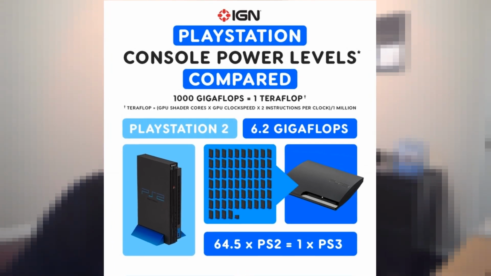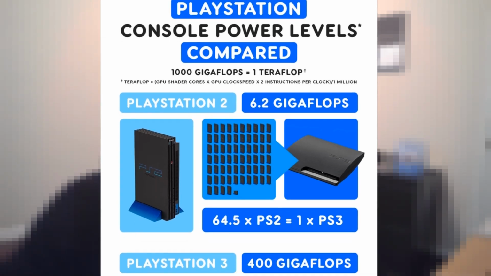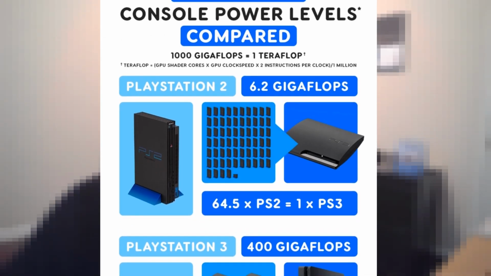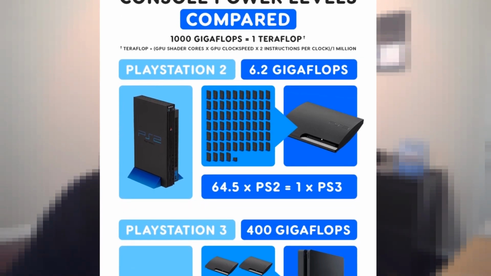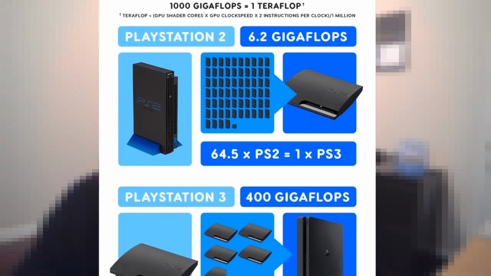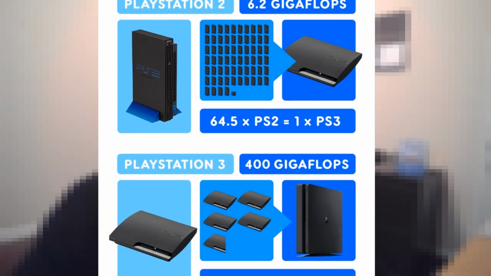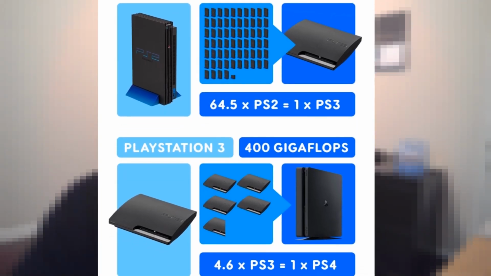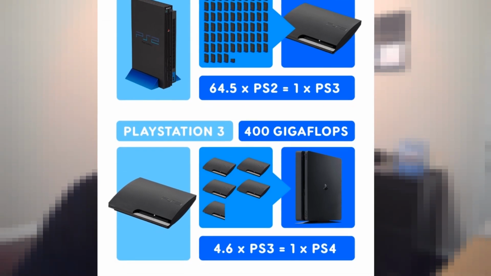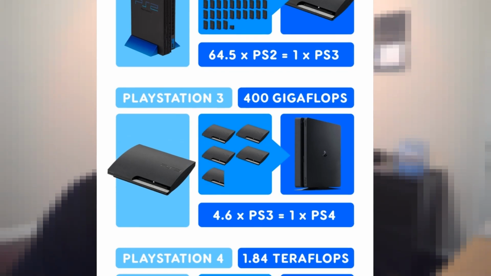So if you look back, and they only go back to the PlayStation 2 and then the original Xbox in the early 2000s, the PlayStation 2 was 6.2 gigaflops, right? And the PlayStation 3, as you see, was 400 gigaflops. So that's a difference of almost 65x. In other words, the PlayStation 3 was 65 times more powerful, theoretically, in terms of its graphics processing power than the PlayStation 2. 65 times, okay?